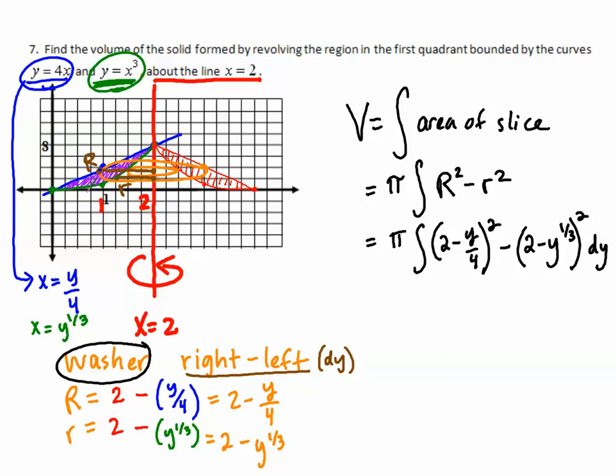Now, if I'm using y's, remember we use the limits of y's. So the lowest part of our region is at the y coordinate 0. The highest part of our region is at the y coordinate 8. So 0 to 8. Again, whether you're solving this by hand or with a calculator, we're going to get 112 over 15 pi. Isn't this fun? You could do some more.